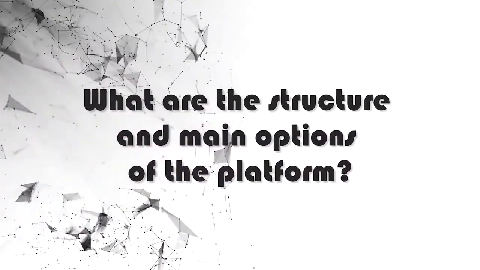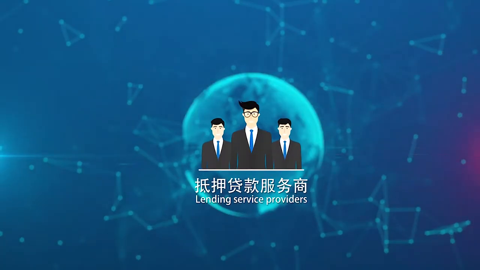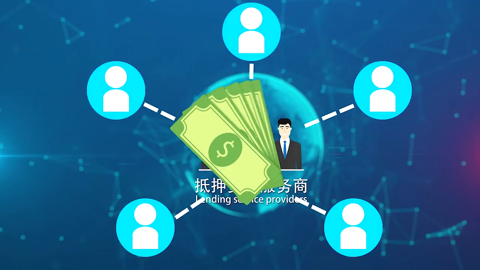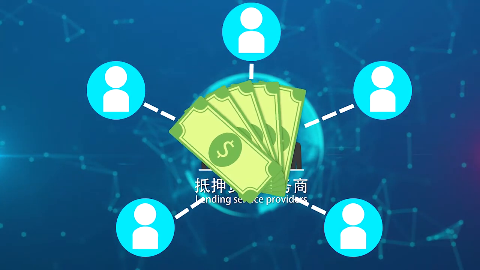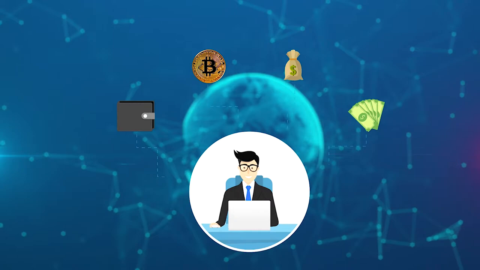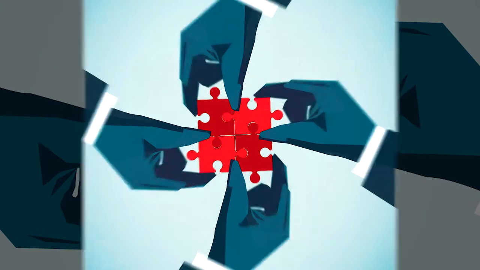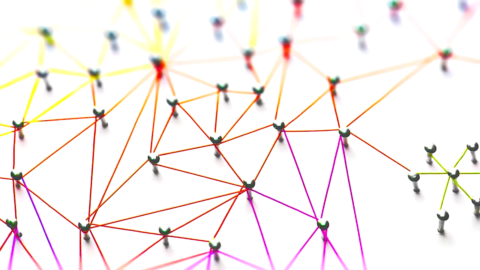What are the structure and main options of the platform? Generally, Vena Network is a protocol that aims to bridge the gap between financial service providers and individuals to enable cryptocurrency holders to opt in to investment opportunities. Cross-chain transactions will foster collaborations between various interested parties. This means that assets can be freely transferred in a decentralized manner.